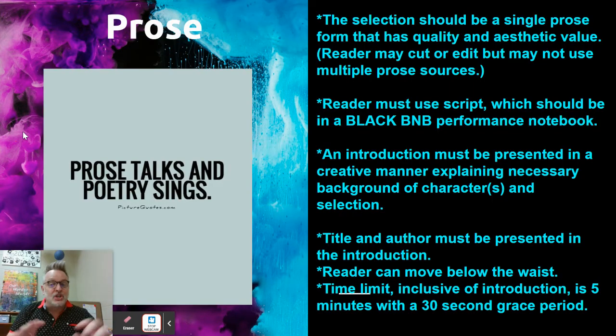So let's jump into just prose. Prose is literally a single prose form that has a quality, strong beginning, middle, and an end. The reader must use the script. However, the script is memorized, and it is done in a black B&B performance notebook. We call it a B&B. It's a book that's kind of small-ish. It's a 3-ring binder, and you place your piece in that, and you cradle it in your arm and turn those pages as you are performing and creating the physicalities and things like that. It is what we call a black book event.